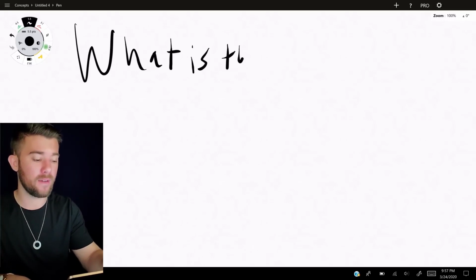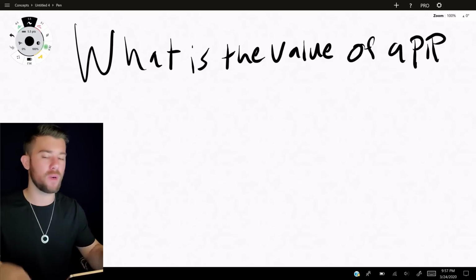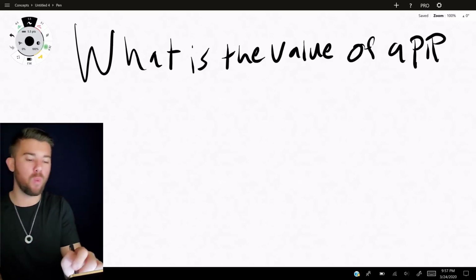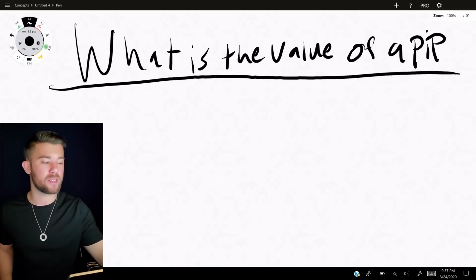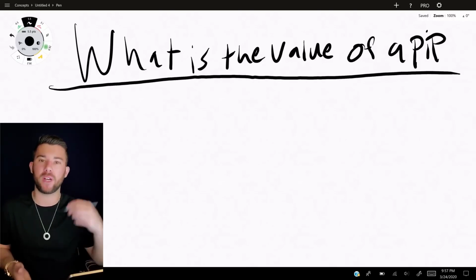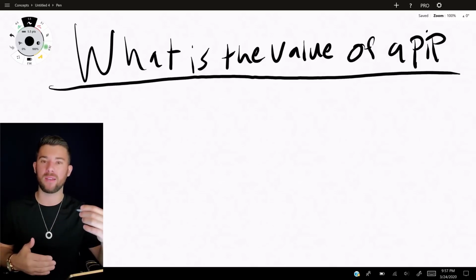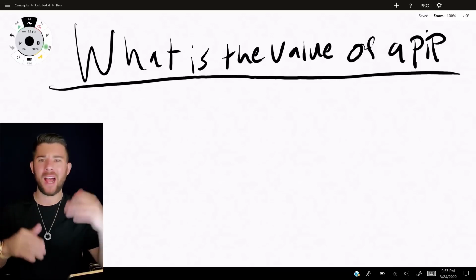What is the value of a pip? So we know what the foreign exchange market is, we know about currency pairs, and we know what a pip is, but what is the actual value of that pip to you in your trading? Because you probably know this by now: if you buy and the market moves up in pips, you're going to make money. If you sell and the market goes down in pips, you're going to lose money. But how do you calculate how much money that is?